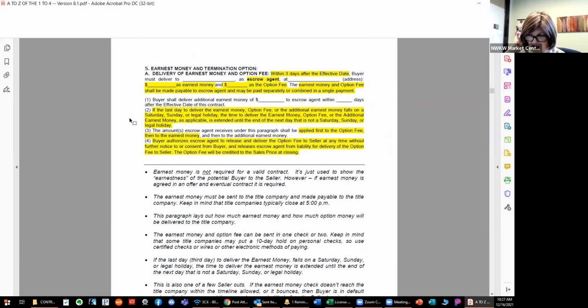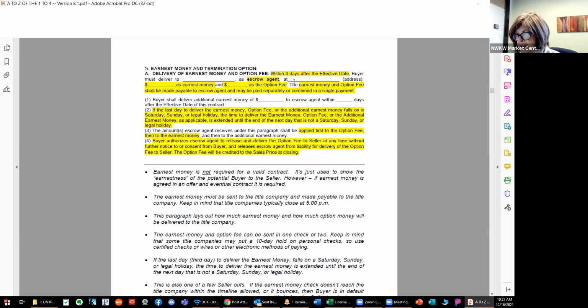Earnest money and termination option. This is something new for everybody, because now termination option and earnest money all go to title, whereas used to only earnest money used to go to title. Now, the listing agent used to have to sign for the receipt for the option fee. Well, this is taking it off of the back of the listing agent, which is really good, because now it's on title's back to handle it, and that's good.